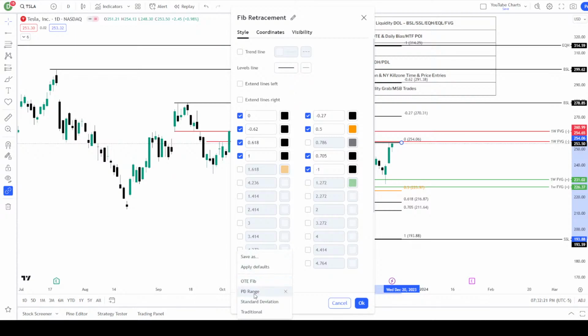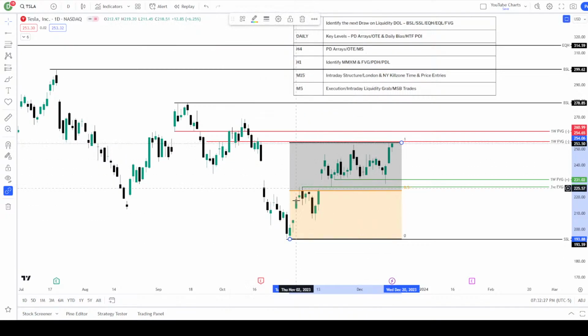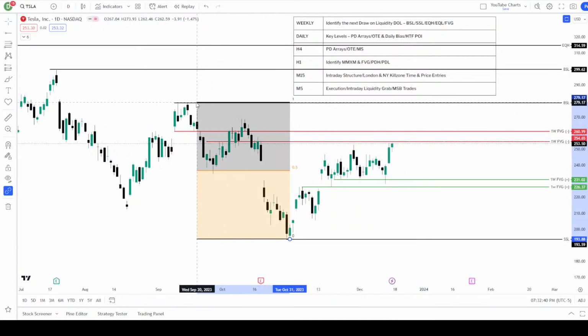But what we want to do here is grab a premium discount range. So I have a special fib setting right here, premium discount range. You can see it's going to show me what premium is, what discount is. So you can see right here, middle, equilibrium, right? Discount down here, premium up here. You can see on this swing move, we are in premium. Also, if we were to look at this move, we are also in premium here.